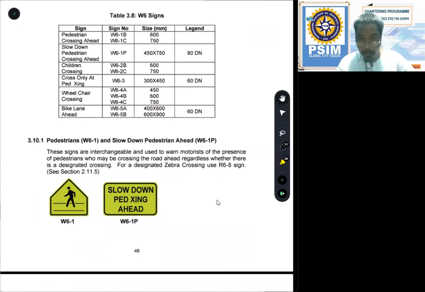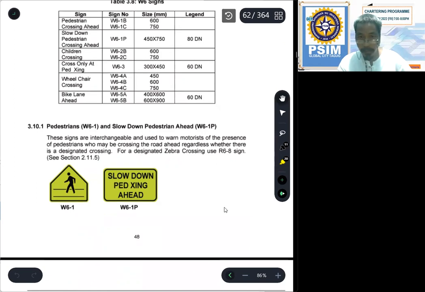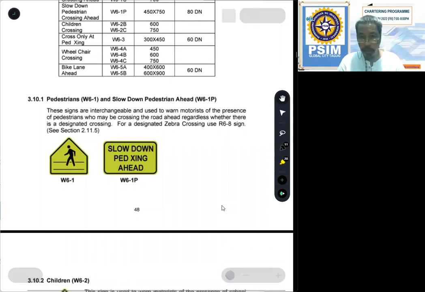So number 1, W6-1 and W6-1P. These are interchangeable and used to warn motorists of the presence of pedestrians who may be crossing the road ahead, regardless whether there is a designated crossing. For a designated zebra crossing, use the R6-8 sign.